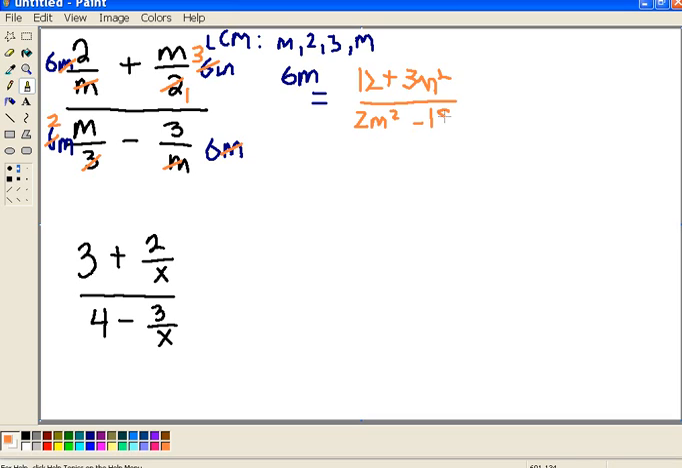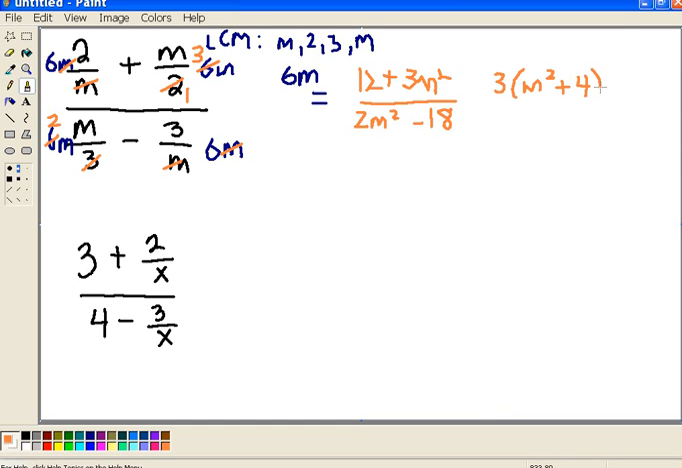Okay. Now I could do further simplification of these two. It's not really going to help me a lot. In the numerator, I could pull out a 3 and get m squared plus 4. I just kind of rearranged that a little bit too. That does not factor into anything else.